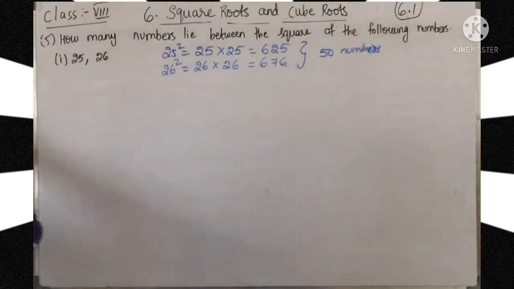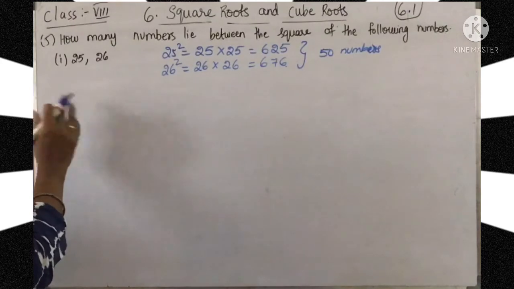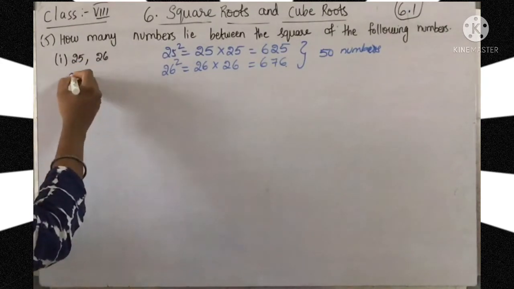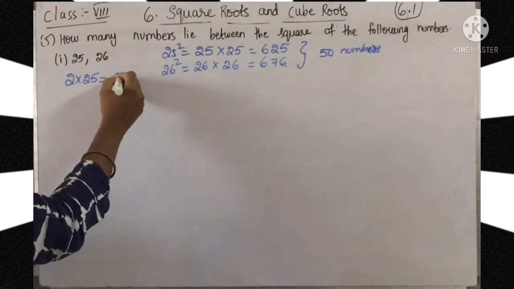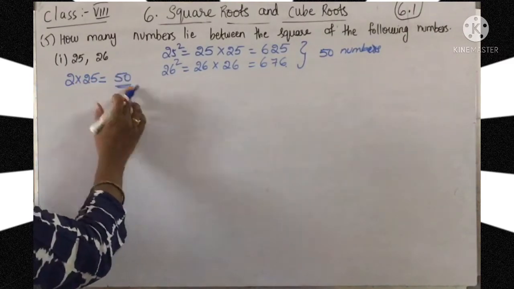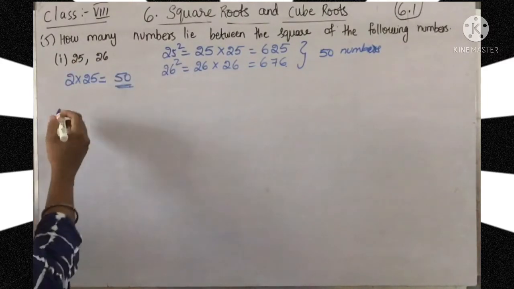Okay? So there is a small trick, children. Instead of finding all this, if you multiply the first number with 2, that is 2 into 25, you will get 50. So 50 numbers lie between the square of 25 and 26. That is a small trick you need to learn.